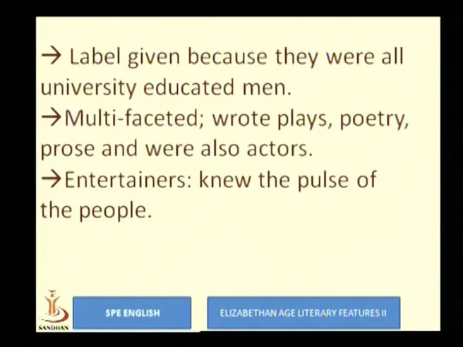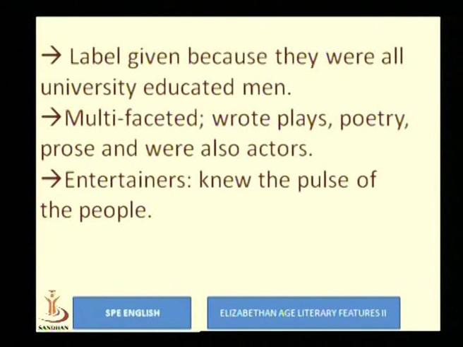Why were they given the name university wits? They were known as university wits because they were all university educated men. Till then there was no such condition that these people were learned. For instance, we know that the most renowned Shakespeare was also not university educated.